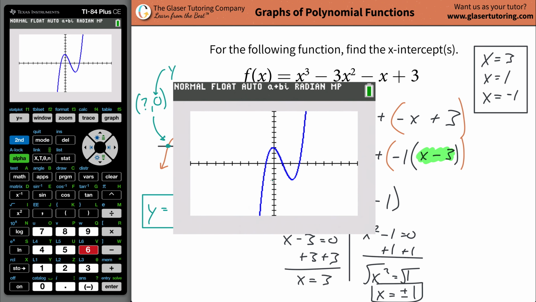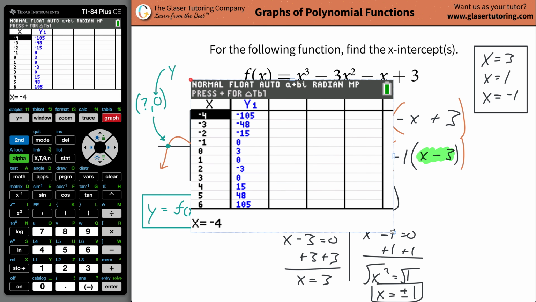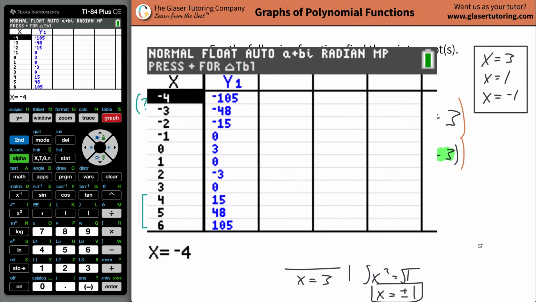You can also do second table if you want. You can get your table of values here, okay? And what you realize here, and we defined now, is that the x-intercepts are going to be the values of x where the function's value or the y value is equal to 0, right? So just look across to the corresponding x values to find those x-intercept values. Negative 1, 1, and 3.